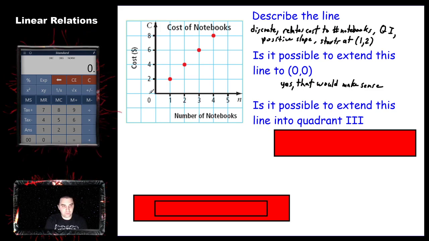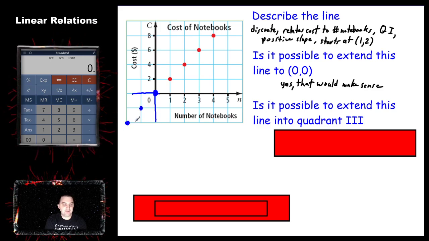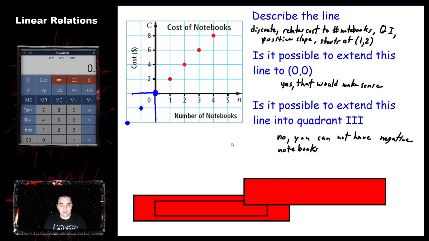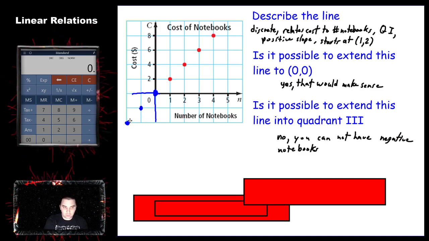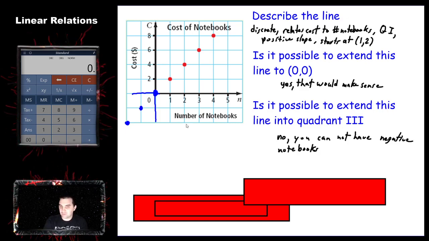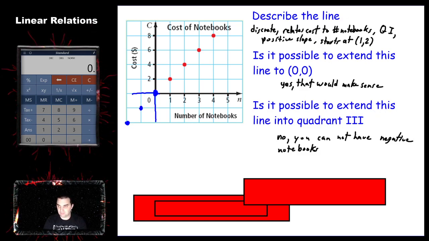Is it possible to extend this line into quadrant 3? So where is quadrant 3? Remember that if this was my graph, here's quadrant 1, 2, and 3. So we know we can put a dot here. Can we put one here? Does that make sense in quadrant 3? No. I'm not going to buy -1 notebook. I'm not going to buy -2 notebooks and they're going to give me money. They're not buying notebooks. I'm buying notebooks. This makes no sense. So no, you can't extend into quadrant 3.